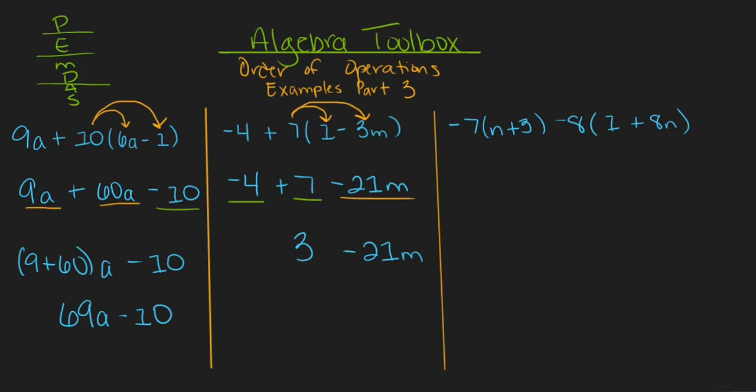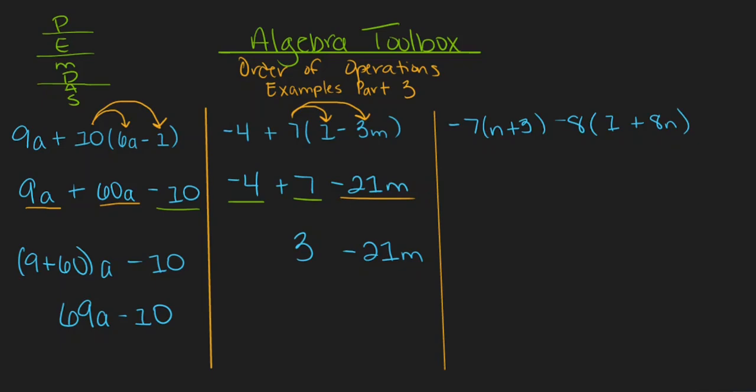Let's take a look at one more example. So we have negative 7 times the quantity n plus 3 minus 8 times the quantity 1 plus 8n. Again, as I look at this problem, I see that I do have some grouping symbols that I would start with, but as I look inside those grouping symbols, I see that I once again do not have like terms. So I'm not actually able to combine the values within those parentheses.